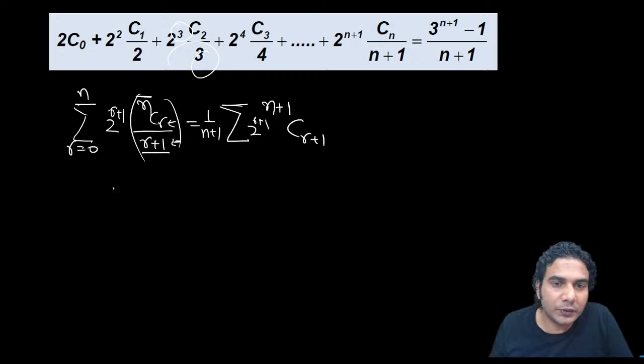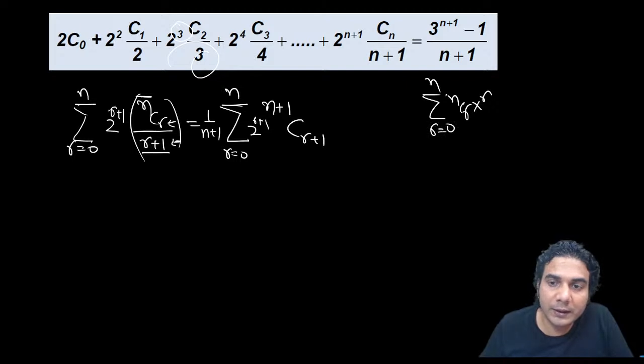Okay, now see how to do it. R is starting from 0 to n. Can you compare it with sigma of nCR x raised to R from 0 to n? This is nothing but the binomial expansion, (1+x) raised to n, all right. So you can compare with this, but you just need to compare the powers.